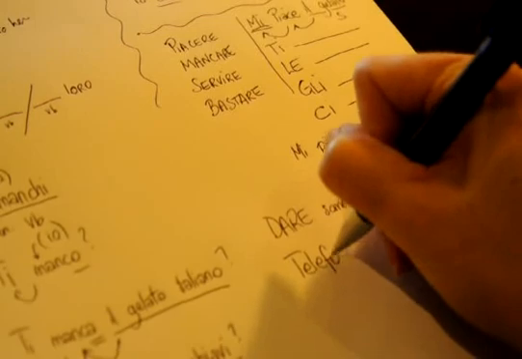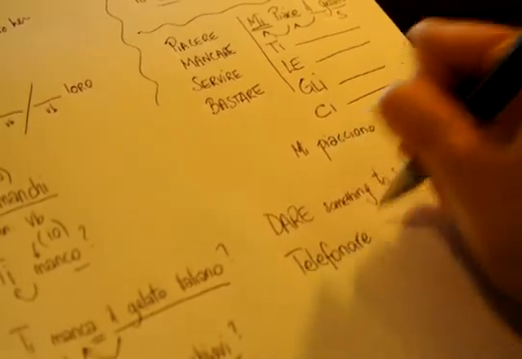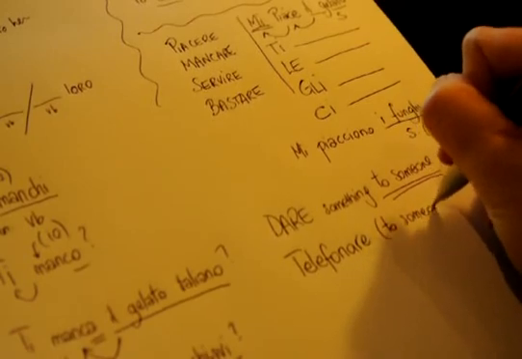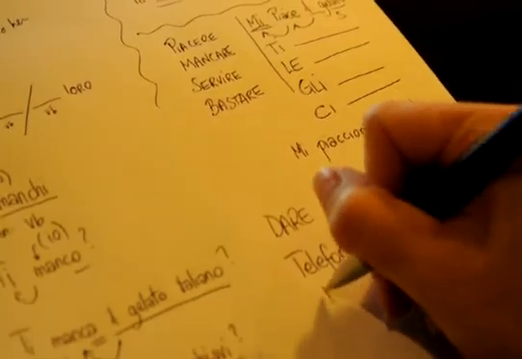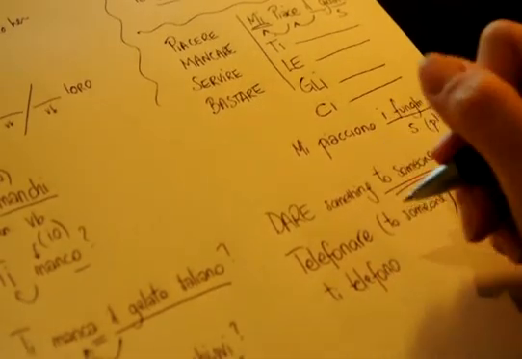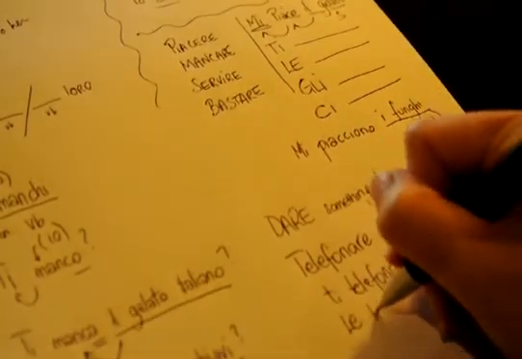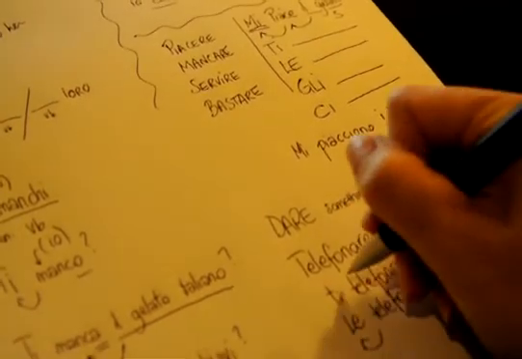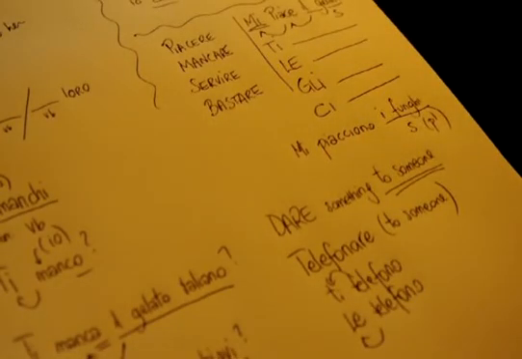Telefonare. For us, it's to someone. So if I want to say I call you, I would say ti telefono. But if I call her, I would say le telefono. So I telephone to her, I telephone to you.